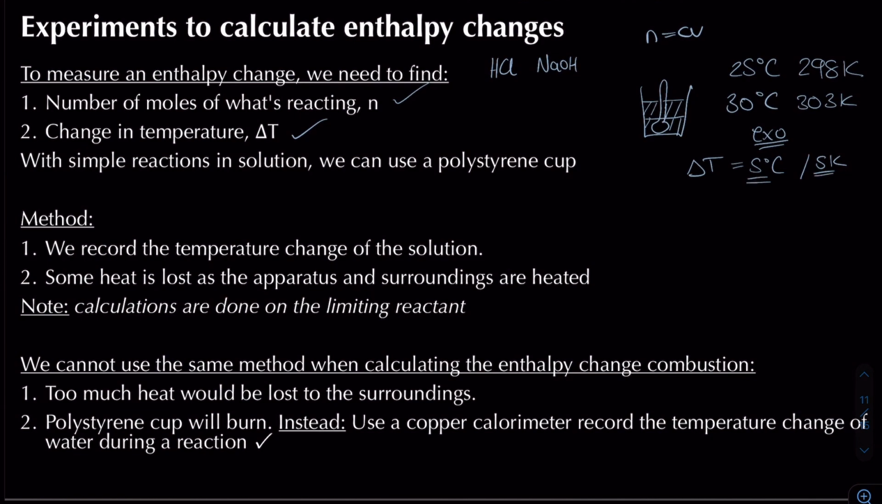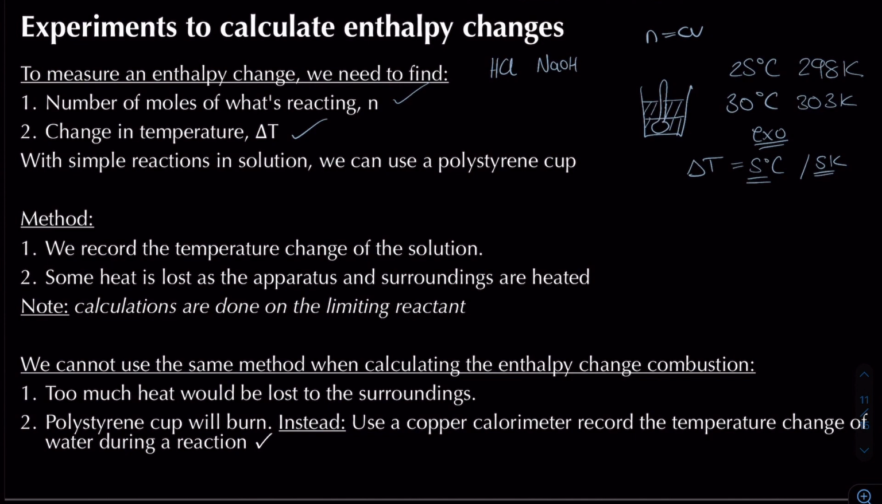5 degrees or 5 Kelvin is fine. Now, when dealing with this reaction itself, we're assuming that none of our energy is being lost to the surroundings, and we're measuring the exact temperature change of the actual reaction. That's not going to be true, because as the temperature of the solution increases, we know heat energy is going to be lost to the surroundings, and so the final temperature that we actually record is not going to be accurate.